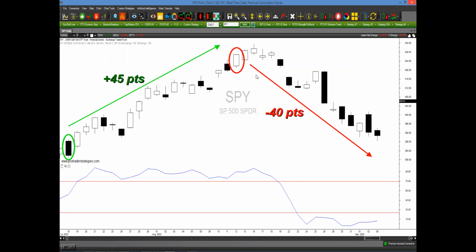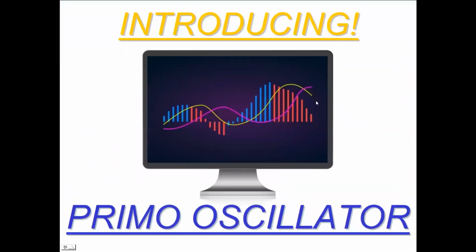And if you didn't want to take advantage of that or missed it, you could have taken advantage of another one and potentially captured upwards of 40 points. So this is what we're going to be talking about today, and which we're really happy to introduce. This is the Primo Oscillator, a brand new feature we have at Specialist Trading. The first time we've delved into this type of indicator, and we really feel it's going to help improve your trading.